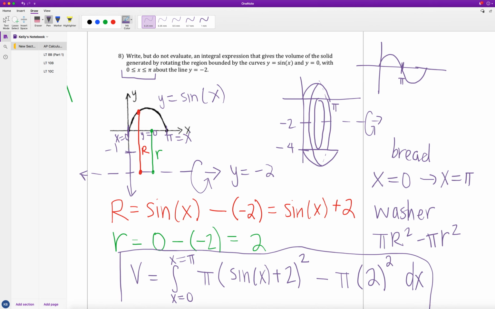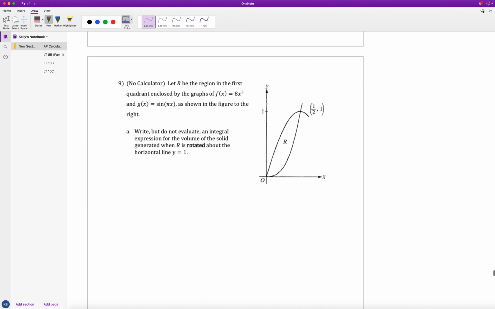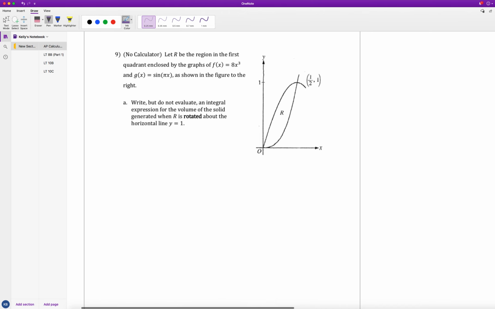Let's go on to our last example for this one, which will be example 9. Now, we've actually seen this graph before. We found the area of this region when we did area between curves back in Learning Target 8A. Technically, that was the first part of an old free response problem. This is, I believe, part B of that same free response problem. So, let's read it. This was not calculator active, so we're going to have to figure out which curve is which, but they did give us the graph.